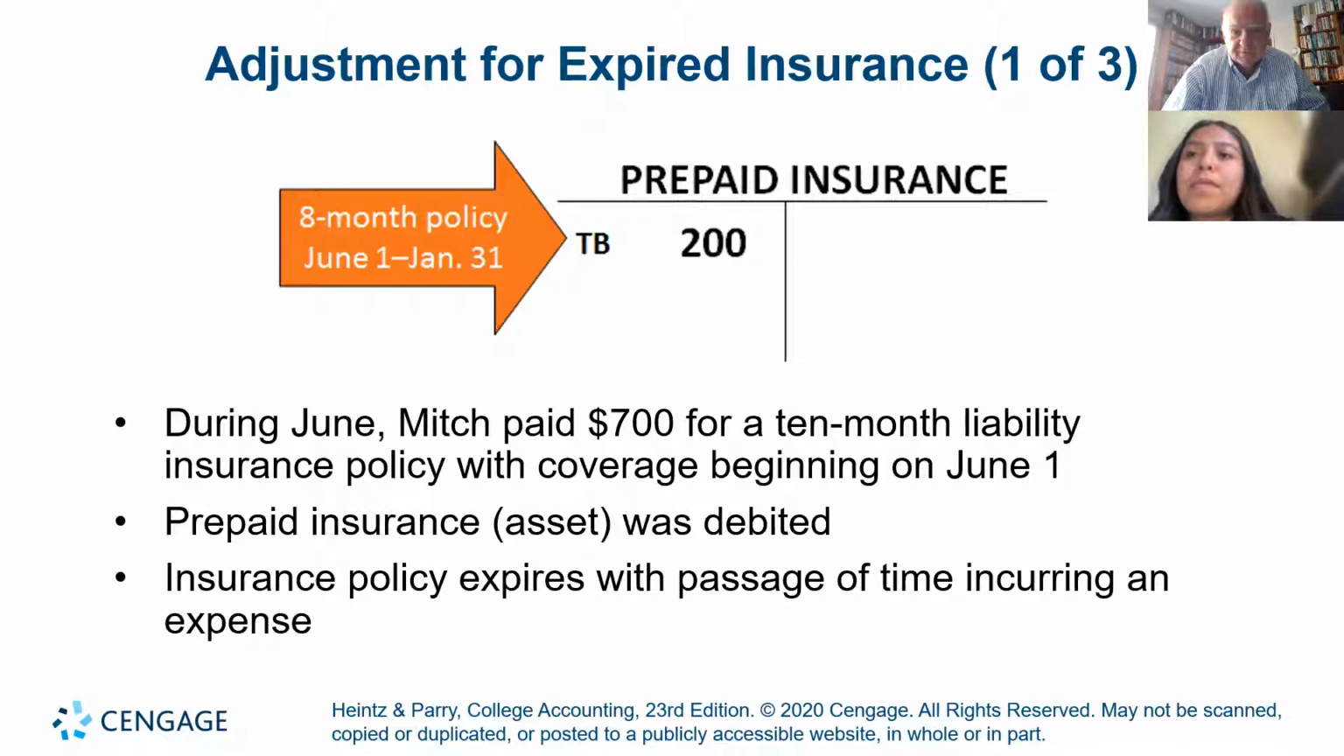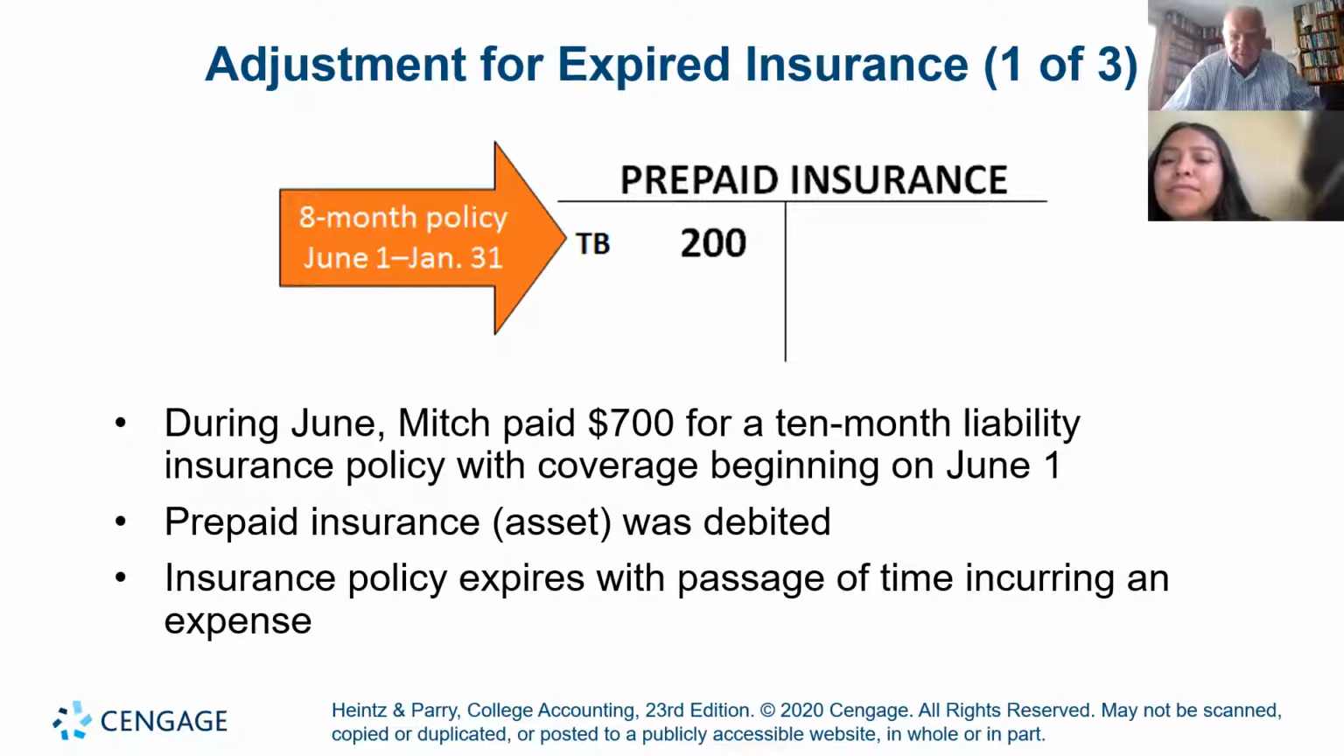Okay, well, let's look at one here. Let me see if I can skip supplies. Okay, let's look at prepaid insurance. First of all, that $200 is a typo. I found out after a while. We still haven't fixed it. Mitch paid $700 for a 10-month policy beginning on June 1st, okay?